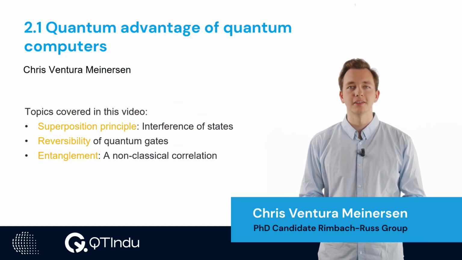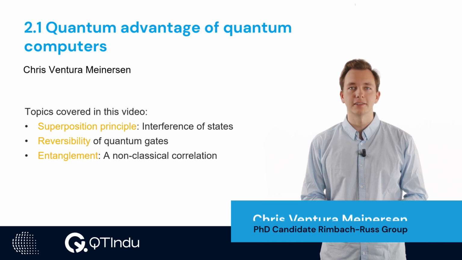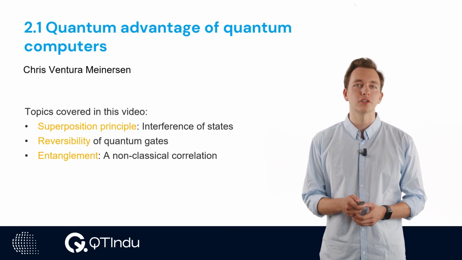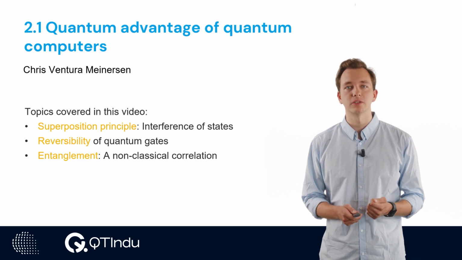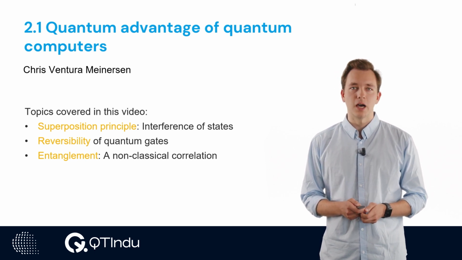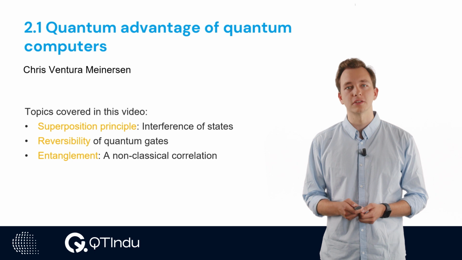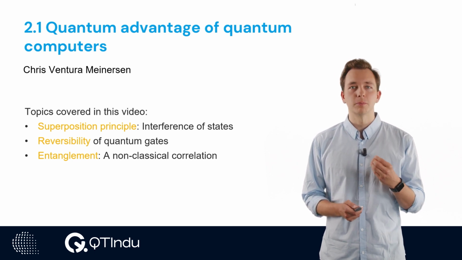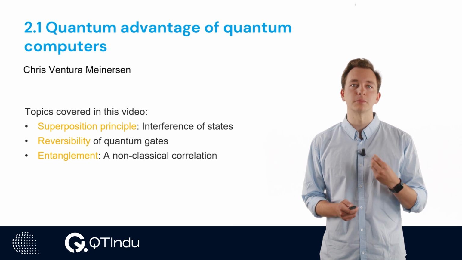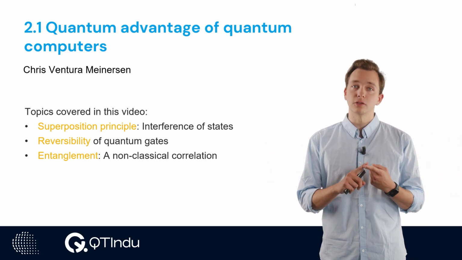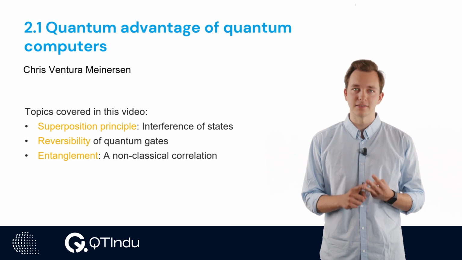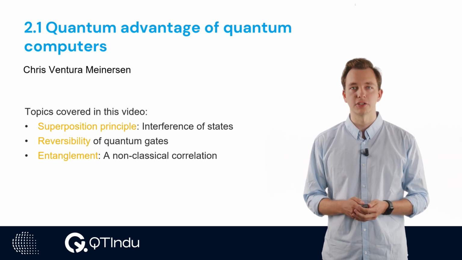My name is Chris. I'm a PhD researcher in the Quantum Computing Division at QTech. And my focus is on applying quantum information theory to model and optimize noisy quantum processors. I would like to guide you through the main differences that quantum platforms can provide on a fundamental level, which I believe to be the properties that provide a quantum advantage. Those being the superposition principle, the reversibility of quantum gates, and entanglement, which is a new type of correlation.